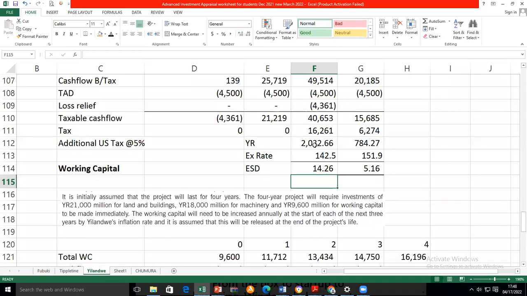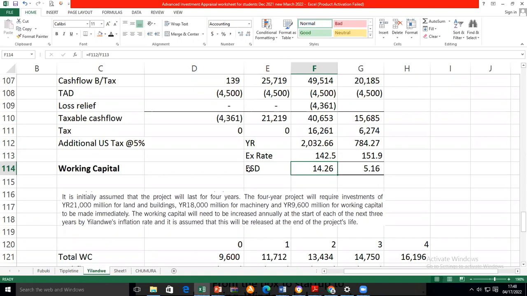So you saw how this 22 came in? 5% of that. Yes. Then this is the exchange rate. Then you convert to USD. Now this one is what you report after the remittances. Okay.